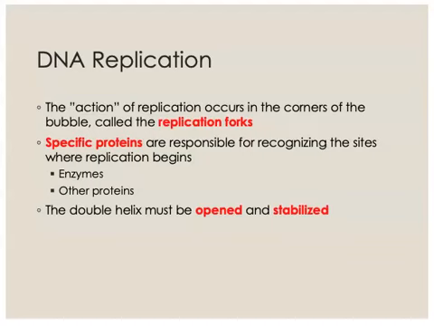That bubble is continually getting bigger and bigger and bigger because we need to provide the enzyme with more template to build new DNA on. So the bubble gets bigger and bigger because the forks open. Now, there are very particular proteins in the cell that are responsible for making all of this happen. And that's probably no surprise to you at this point.